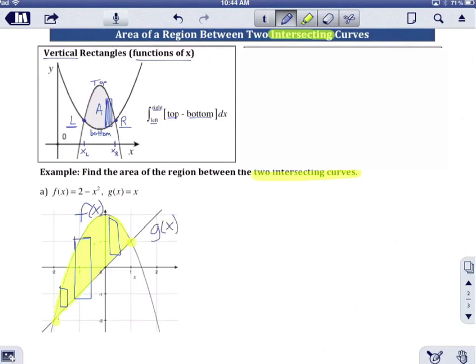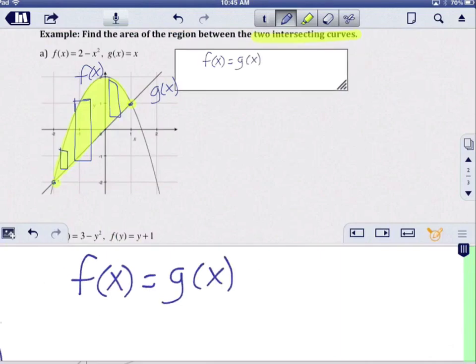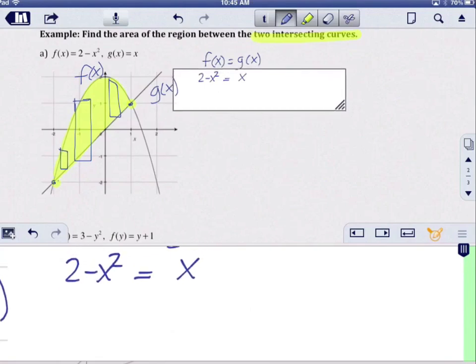And the next thing we have to do is find the intersections. To do that, we set f of x equal to g of x, and then solve. So we're going to say 2 minus x squared equals x. And then this is just a quadratic function that we want to solve, so we're going to set it equal to 0. And I'll put this in order here.